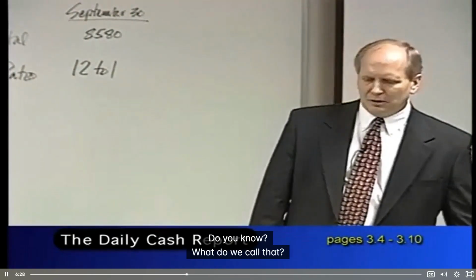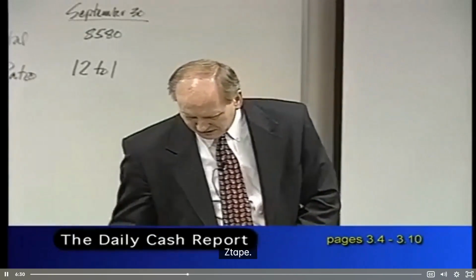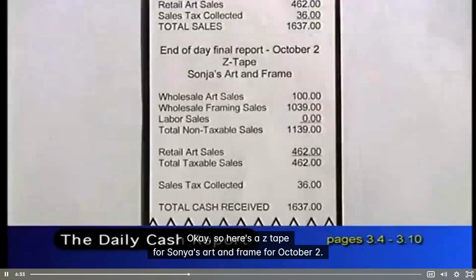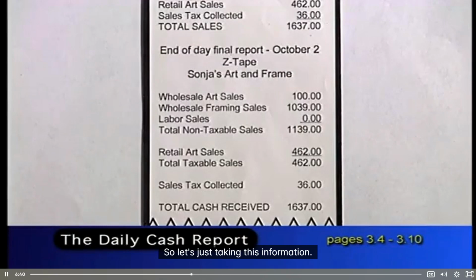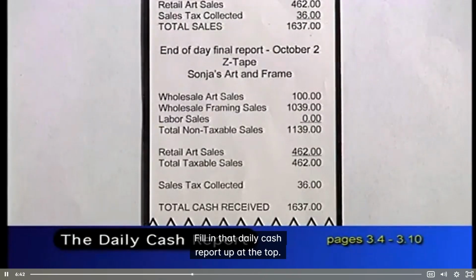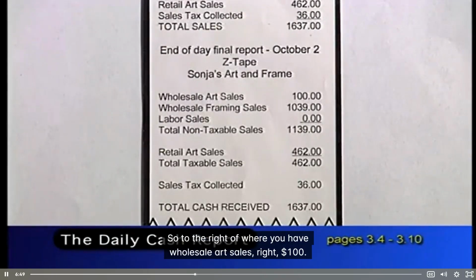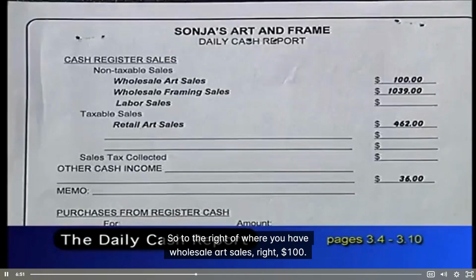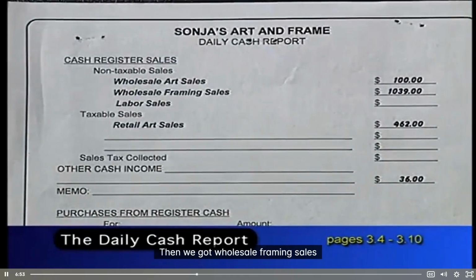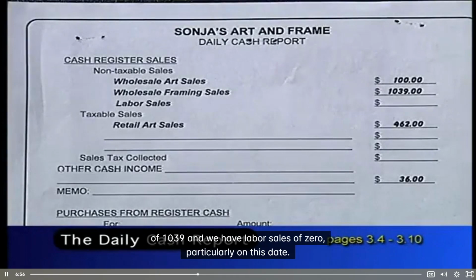Okay? Now, where are we going to gather the information to fill this form in? Do you know? What do we call that? Z-tape, okay? So here's a Z-tape for Sonia's Art and Frame for October 2nd. So let's just, taking this information, fill in that daily cash report. Up at the top, it shows wholesale art sales were $100. So to the right of where you have wholesale art sales, write $100. Then we got wholesale framing sales of $1,039. And we have labor sales of 0, particularly on this date.